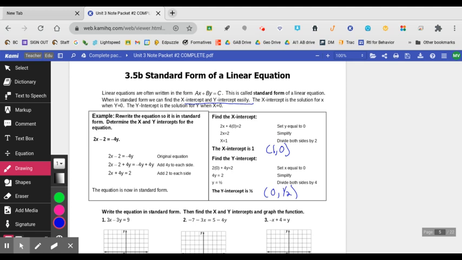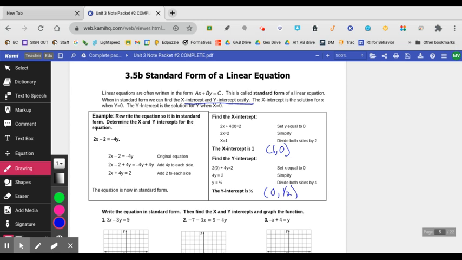I'm calling this 3.5b. It's standard form of a linear equation. Linear equations are often written in the form ax plus by equals c. This is called standard form of a linear equation. When in standard form, we can find the x-intercept and y-intercept easily. The x-intercept is the solution for x when y equals 0. And the y-intercept is the solution for y when x equals 0.